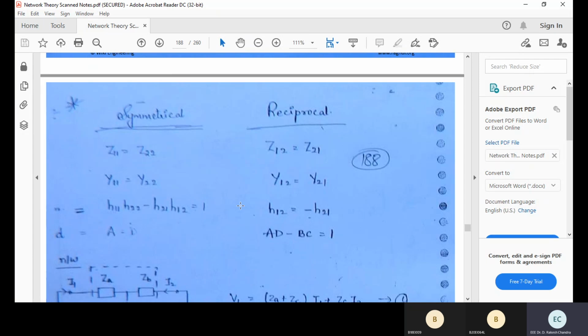So the problem may be like this: the given two-port network, is it a reciprocal network or not?